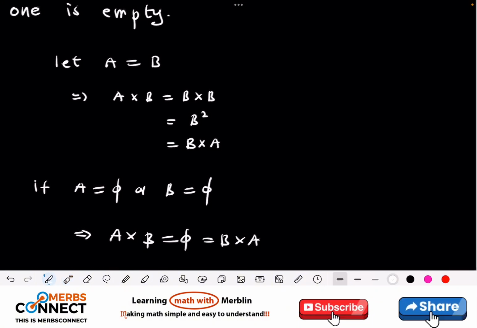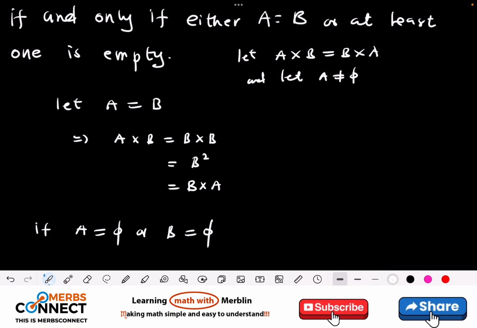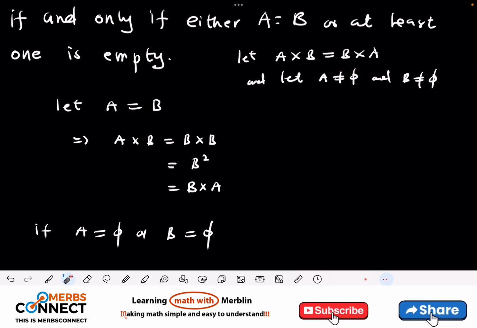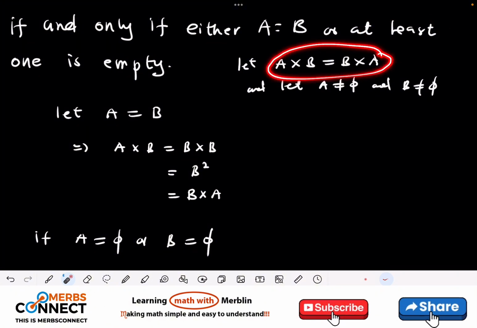So now I'm going to let A cross B be the same as B cross A, right? And I'm also going to let A not be empty. A is not empty, right? And B is also not empty, right? So here A is not empty, B is not empty. It means that we have values in A and B. So if we are assuming that they are not empty, then for this to hold, we should be able to prove that A is equal to what? B.